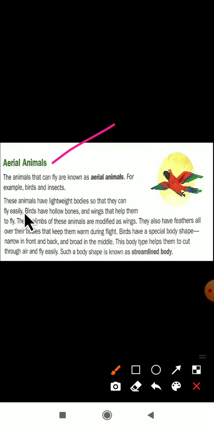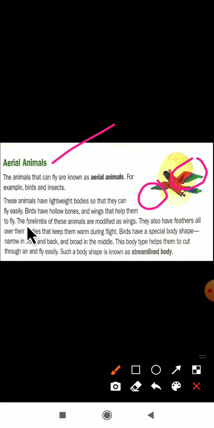Birds have hollow bones and wings that help them to fly. How will the birds fly? With the help of their wings. They are having wings, you can see here. Can you see? They are having wings here. With the help of those wings, the birds will fly.